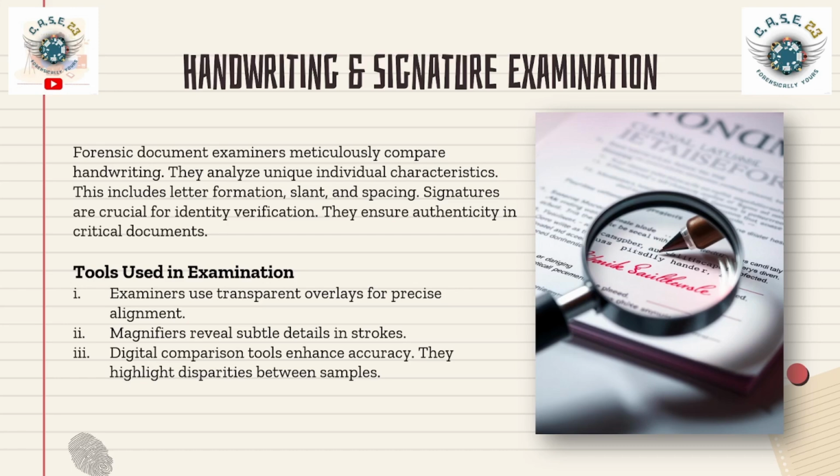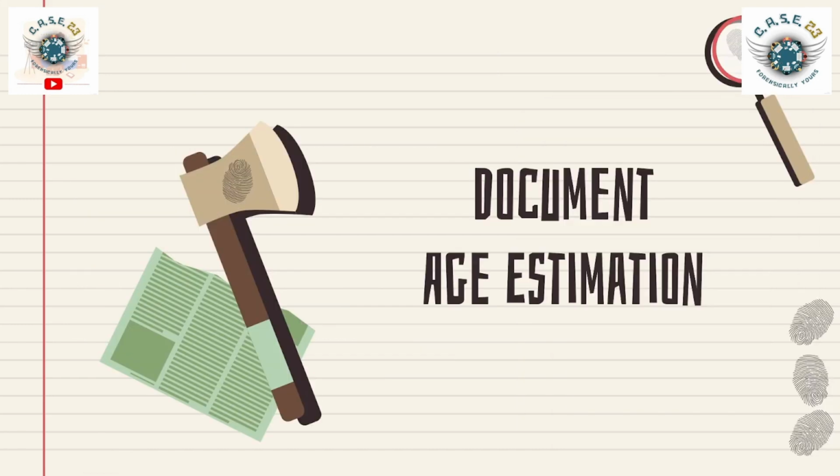And lastly, digital comparison tools. It is the most advanced type to examine handwriting and signatures. Now, these digital comparison tools can highlight even the smallest differences between two signatures or handwriting samples using computer software. So we have finished the first part of the video. Now let's move on to the second part of the video, that is document age estimation.